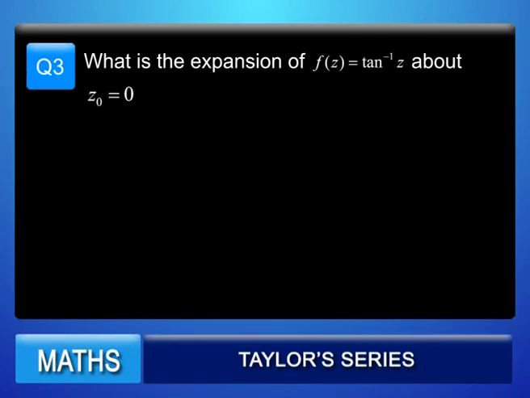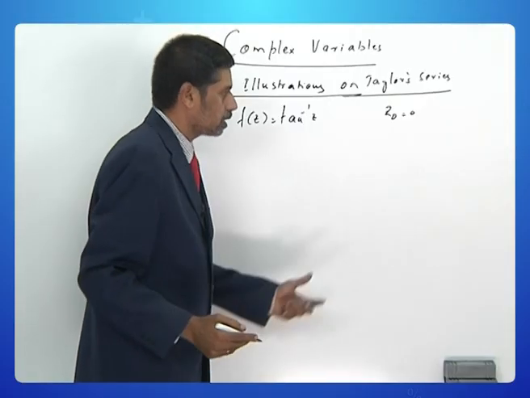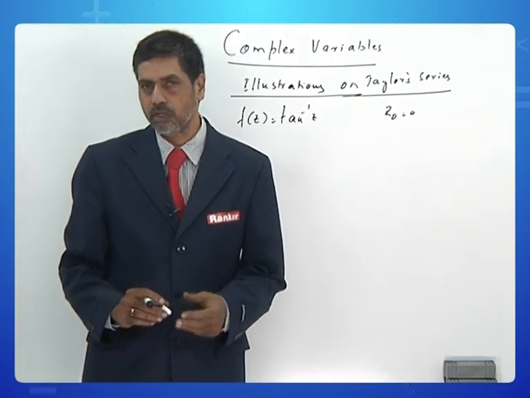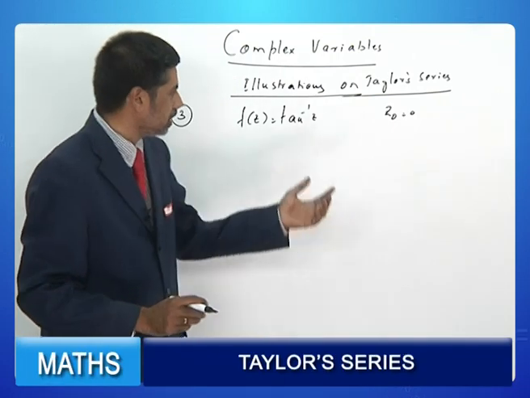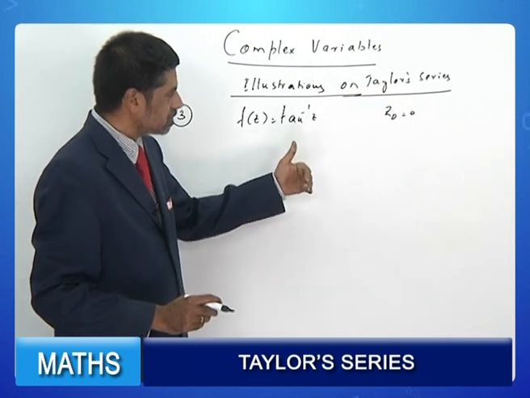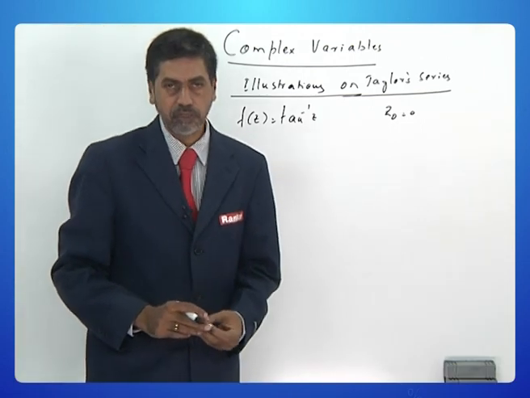Question number 3. What is the expansion of f of z equals tan inverse z about z equals 0? So once again, it's a Maclaurin series application. There are at least 3 possible ways to solve this example. One is to actually take the derivatives of tan inverse z. Of course, after 2 derivatives, the labor increases. We can look at one nice method.